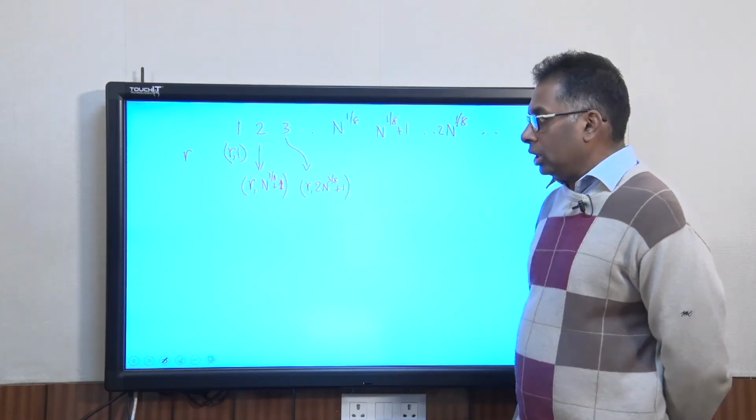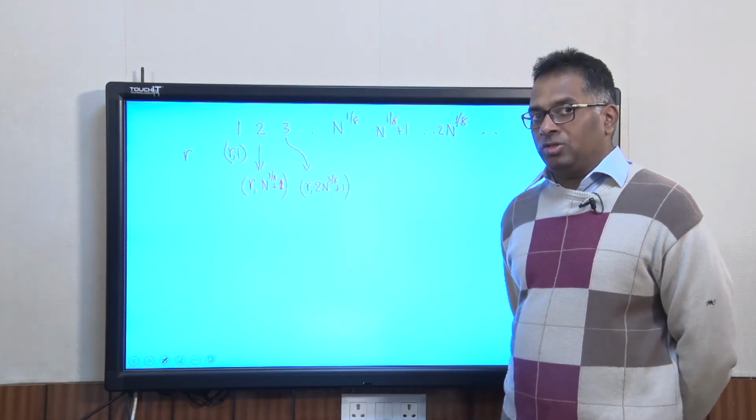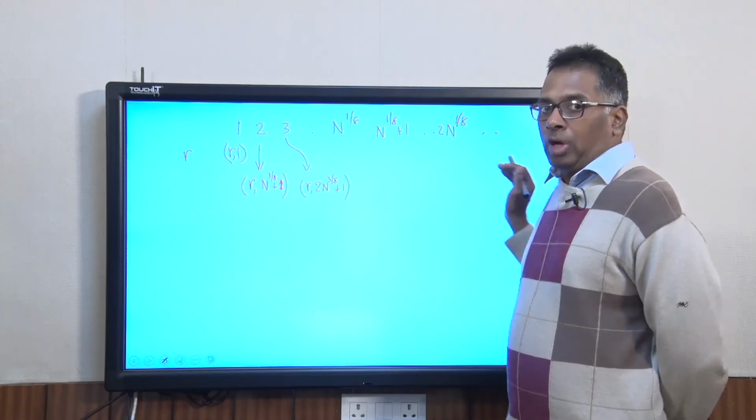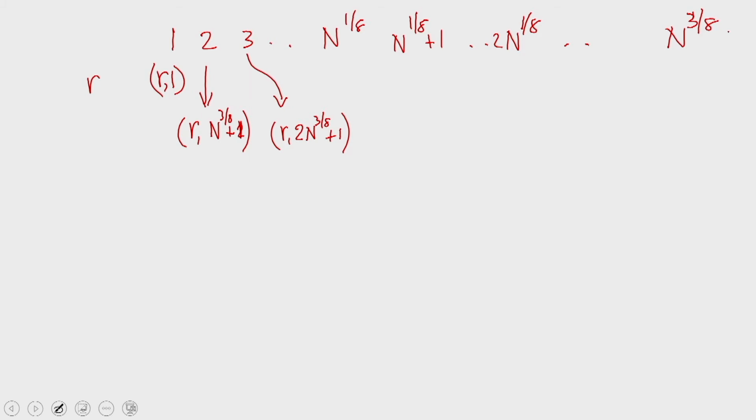Now, the destination coordinate is going to be within the same row. So every element has to move within the same row. Some elements will have to move right, some elements will have to move left. In particular, the element which is at position n power 3 by 8 plus 1 will have to go to the second column, because this element will have to go to the first vertical slice. So this will be taken up when the second vertical slice is being unshuffled. This element will go to the first vertical slice at an appropriate place.